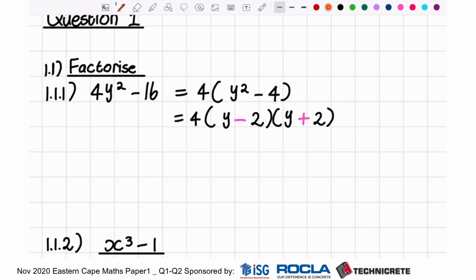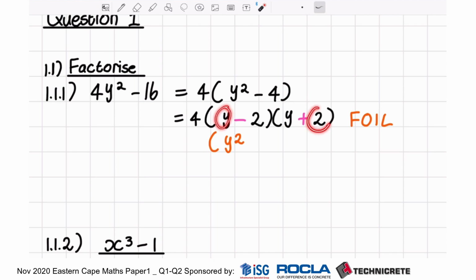Okay, and if you want to check that you've done that correctly, you can go back and multiply all of these things together. So I'm going to start with the brackets, and because I've got two brackets and two terms in each bracket, I can use FOIL to multiply them together. And so the first term is going to be the product of the first two terms in each of the brackets. So that's going to be y times y, which is y squared. And then I'm going to have the outer terms multiplied together. So that's going to be y times positive 2 is positive 2y. The inner terms multiplied together is going to be negative 2 times positive y, which is negative 2y.